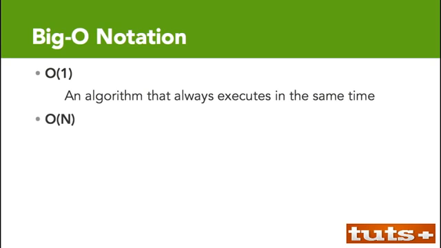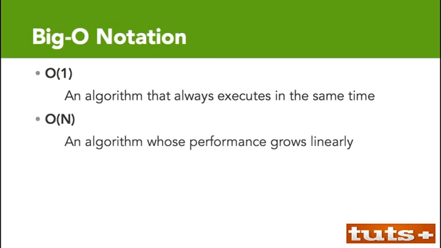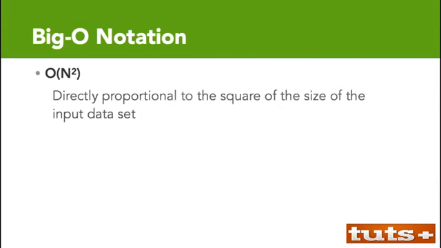O of n describes an algorithm whose performance will grow linearly and in direct proportion to the size of the input dataset. O of n2 represents an algorithm whose performance is directly proportional to the square of the size of the input dataset. This is common with algorithms that involve nested iterations over the dataset. Deeper nested iterations will result in O of n3 or O of n4, etc.